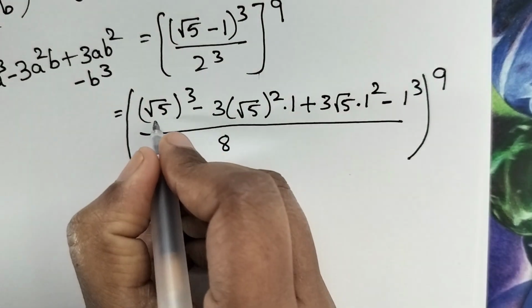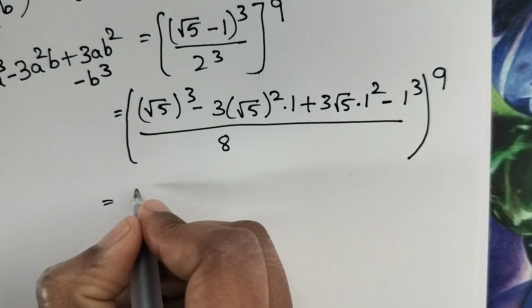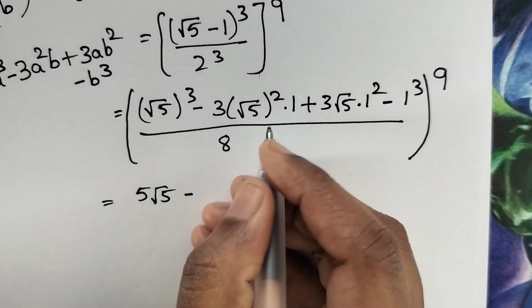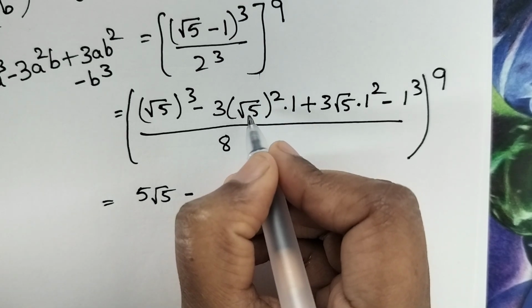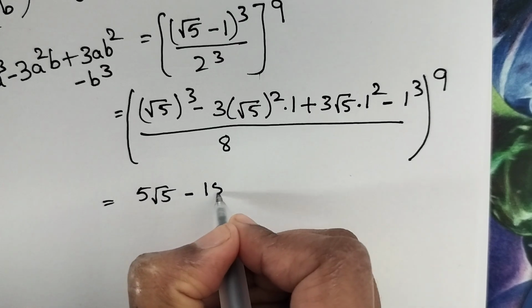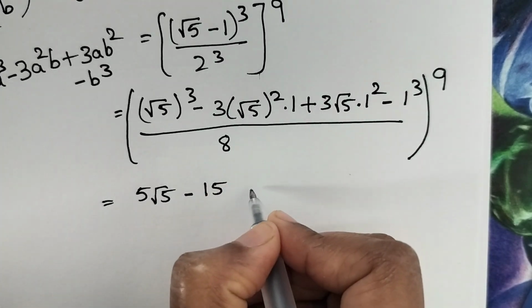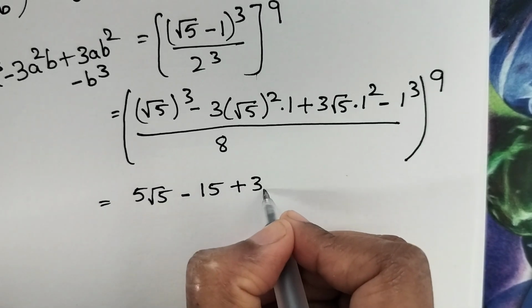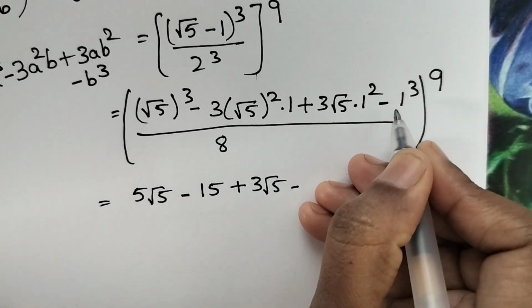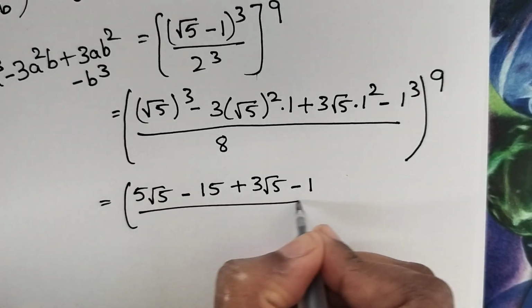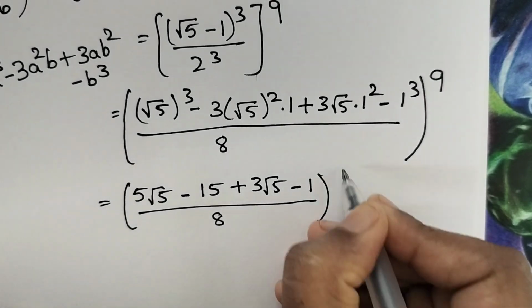So here, square root of 5 to the power 3 is equal to 5 square root of 5 minus, here the square root gets cancelled, 3 times 5 is equal to 15. So 15 times 1 is 15, plus 3 square root of 5 times 1 cube is equal to 1, divided by 8 whole to the power of 9.